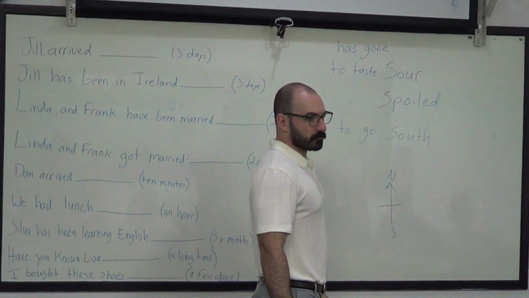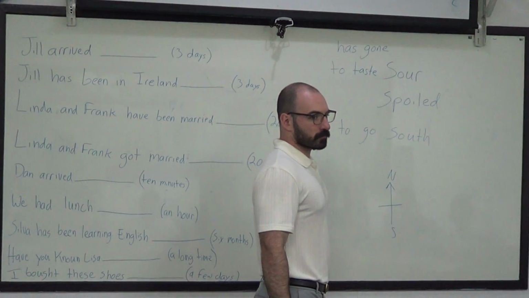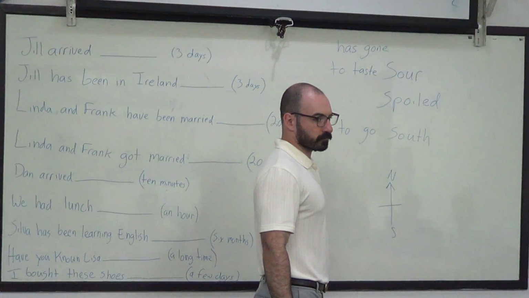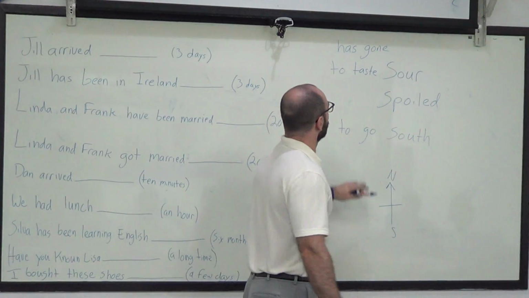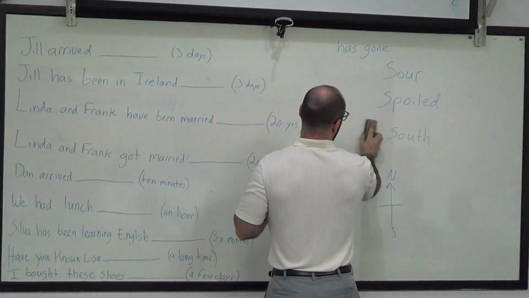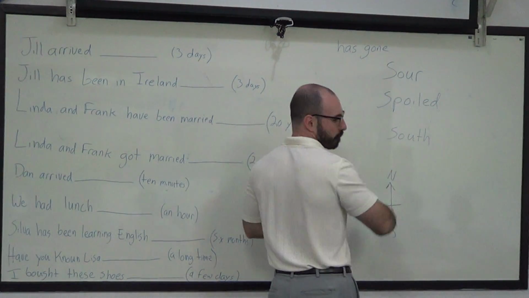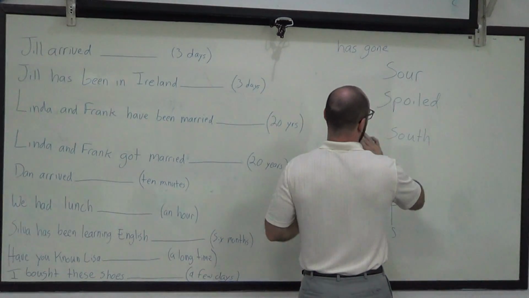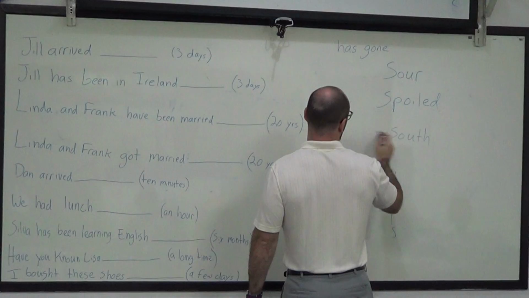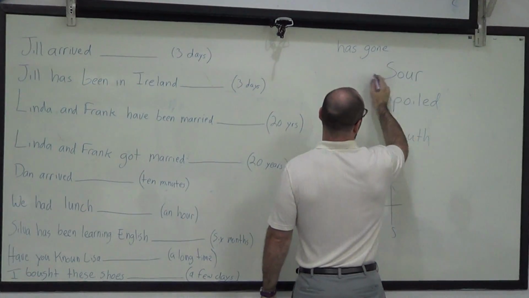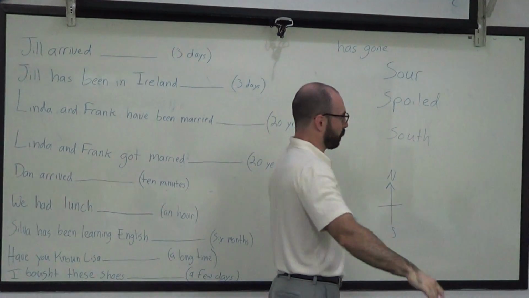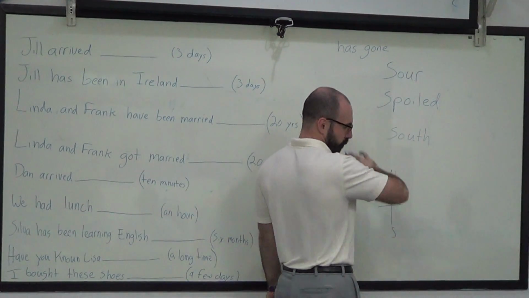Not the same. Has gone south: cannot eat. Has gone south, cannot eat. You cannot. So if it has gone sour and has gone south, they both mean spoiled in that way. Go away. Has gone sour, go away. Has gone south, go away. Has spoiled, go away.